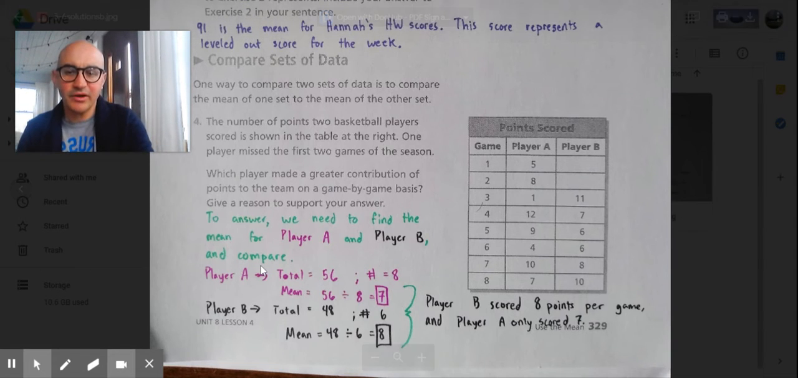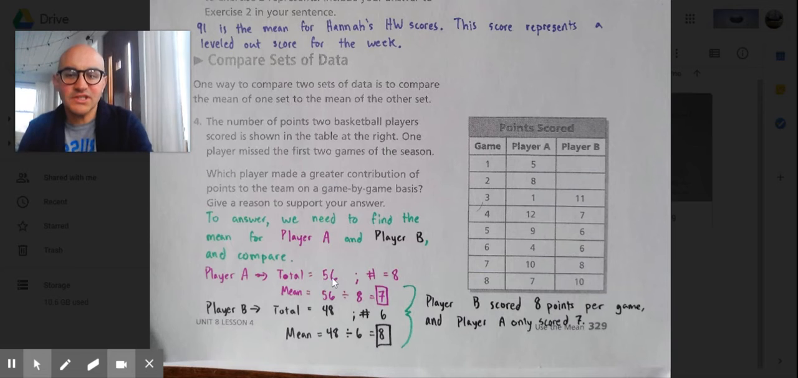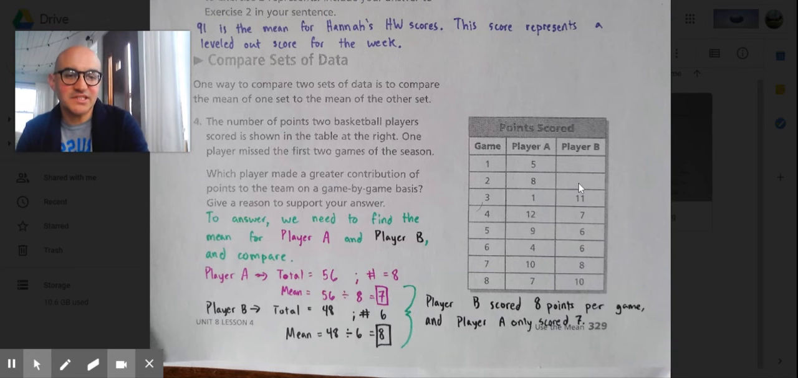Player A, I calculated here in pink. We add up all player A's totals, just this column here, and we get a total of 56. There were 8 games played for player A, and when we divide 56 by 8, of course, we get 7. We'll do the same process for player B. We add up player B's totals and get 48. Player B only played in 6 games, because the first 2 didn't count. So when we divide 48 by 6, we get 8.